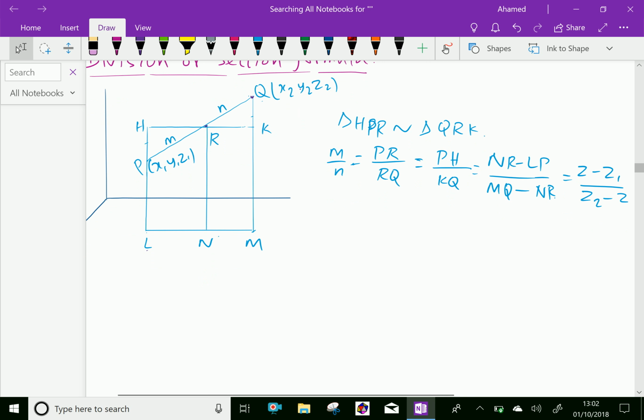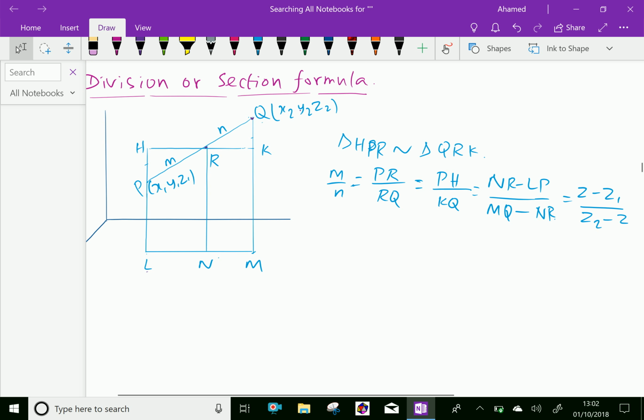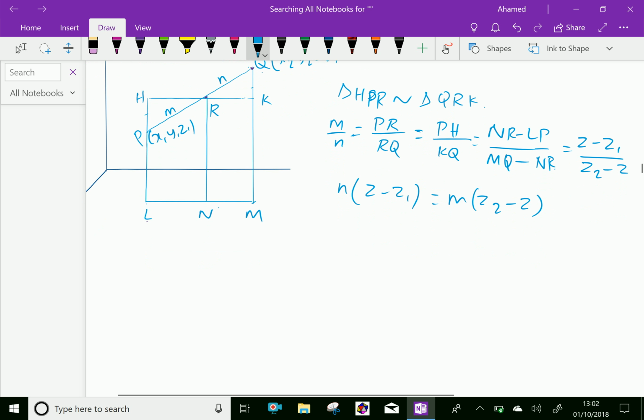Now by cross multiplying we get n into (z minus z1) equal to m into (z2 minus z). By simplification we get z equal to (m z2 minus n z1) over (m plus n).